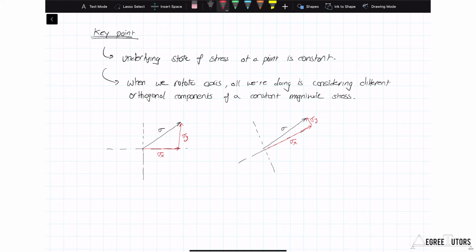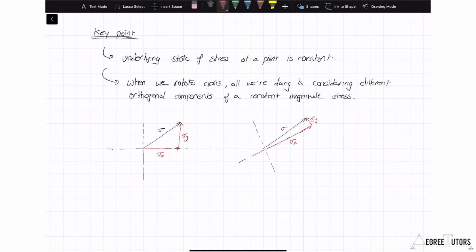That's all we're doing here when we're rotating our planes. The underlying stress in the system hasn't changed. It's constant. It's the stress at that point. But when we're rotating our planes, we're considering different components of that stress vector. And you can think about it as the different orthogonal components of a vector. It's just that you're rotating your set of axes, okay?